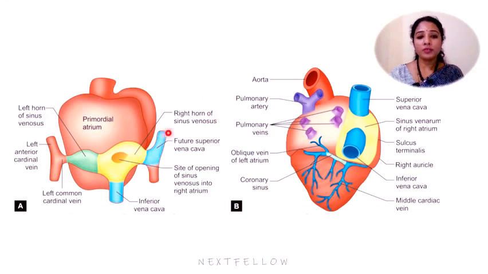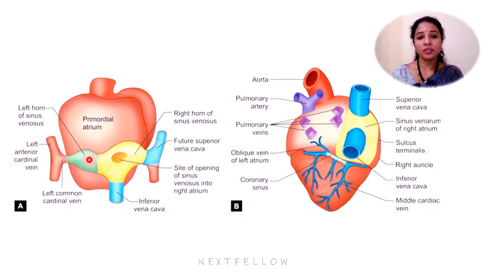So the opening of the sinus, we can see the approximation here. This is the inferior vena cava. This is the future superior vena cava. This is the right horn of sinus venosus. This is the primitive atrium. The front one is the primitive ventricle. We can see the sinus venosus, the yellow one, gets absorbed to form the posterior part of the right atrium, and the left horn of sinus venosus regresses to form the coronary sinus. It forms the coronary sinus here.